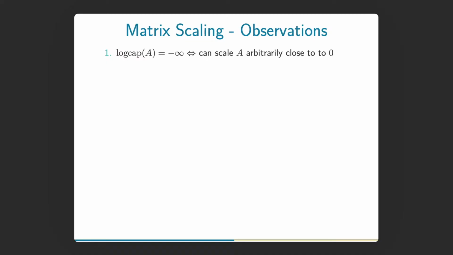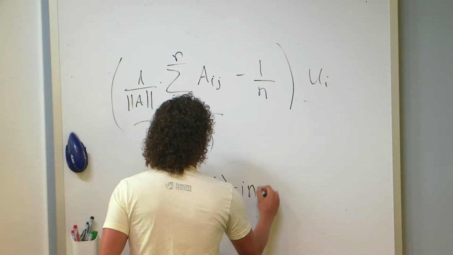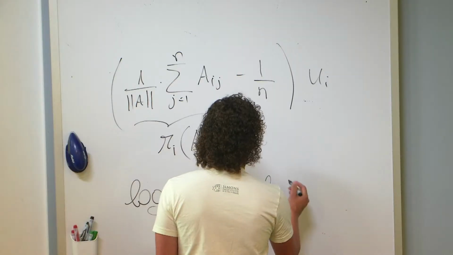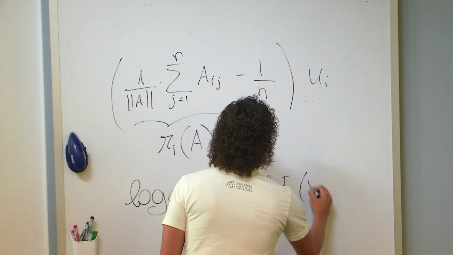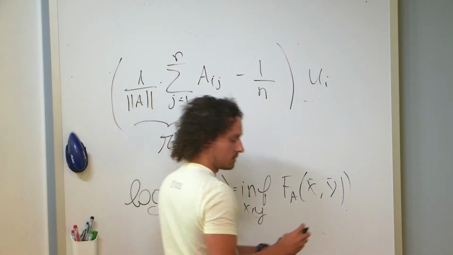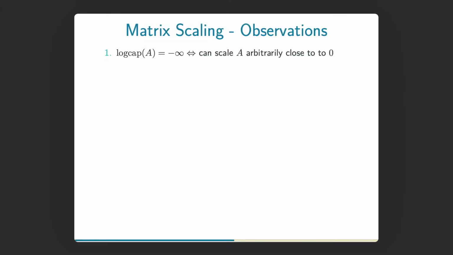What I was saying before is that my definition of the log capacity of A was equal to the infimum over all the scalings X, Y of the function f_A(X, Y), but this function is the log norm of the scaled matrix. So if I can get arbitrarily close to 0, my norm gets close to 0, which means that the log goes to minus infinity. Okay, more questions? Yeah?